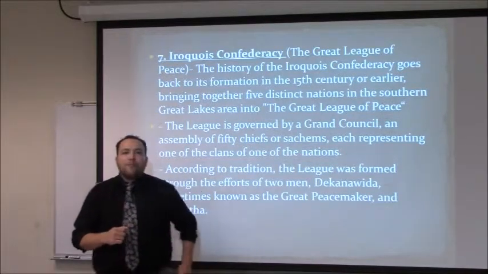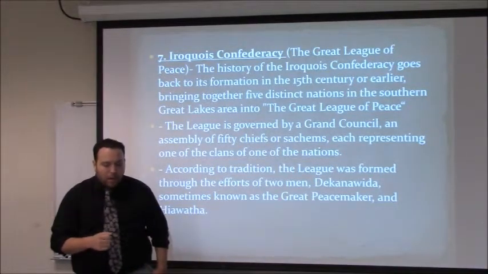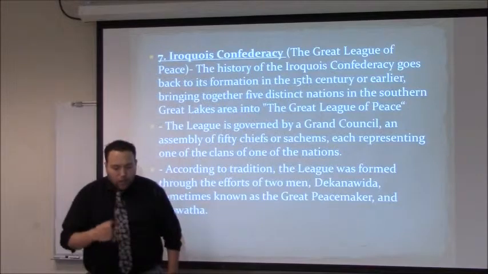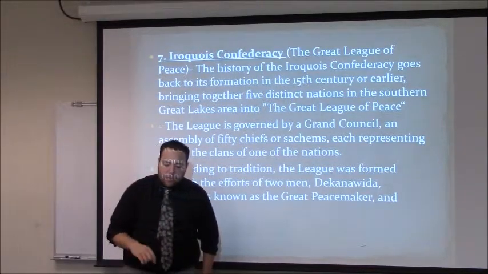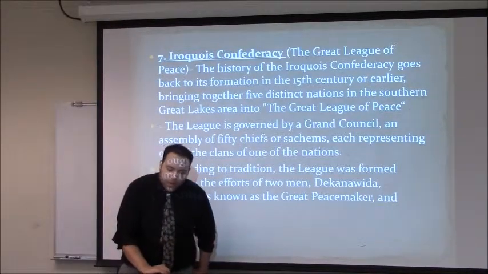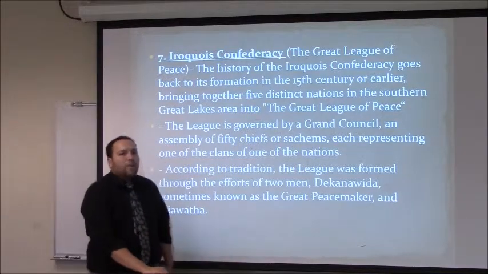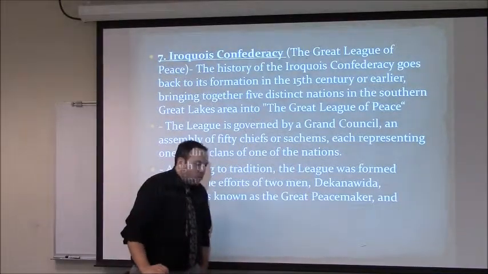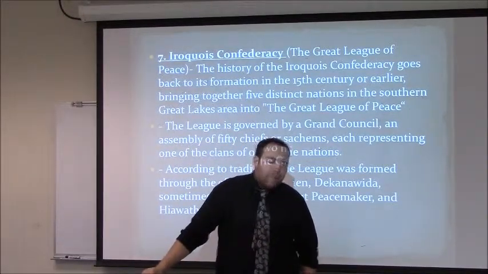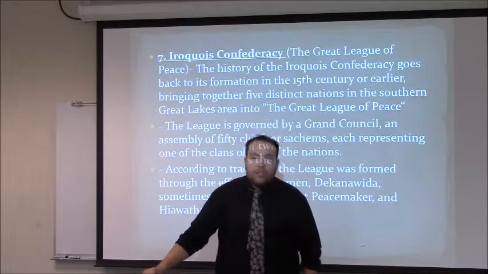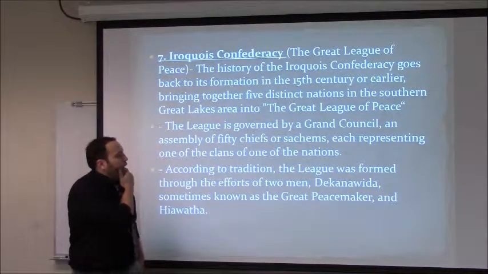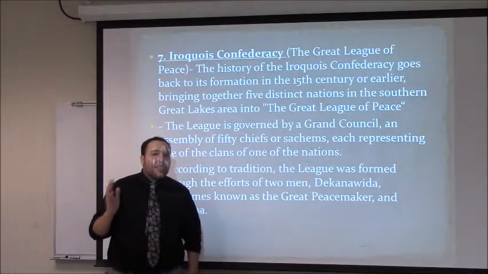The League was governed by a Grand Council, an assembly of 50 different chiefs, each one representing a different tribe. According to tradition, the League was formed through the efforts of 2 different Native American Iroquois leaders. Representation was not based upon the population of the tribes, but rather upon an equal representation, one man from each tribe. There's been some speculation about whether or not this Iroquois nation had an effect on the writing of the U.S. Constitution. I haven't seen it. That doesn't mean that it's not the case.